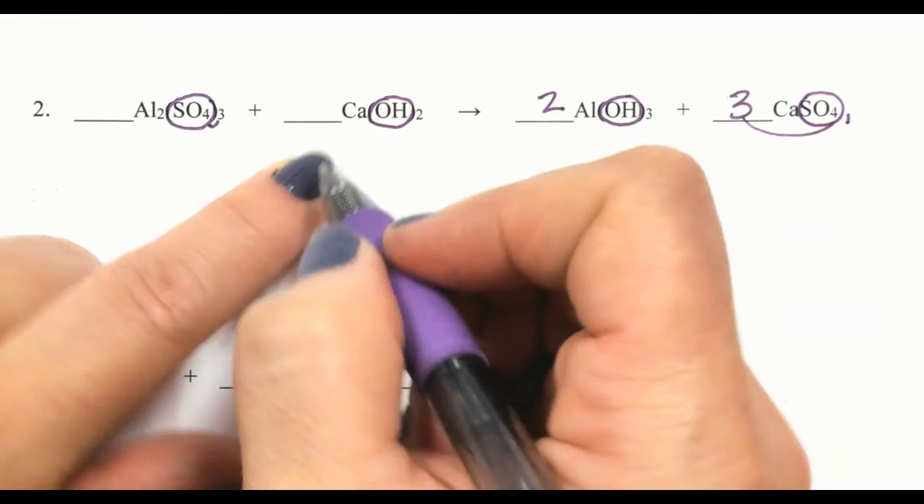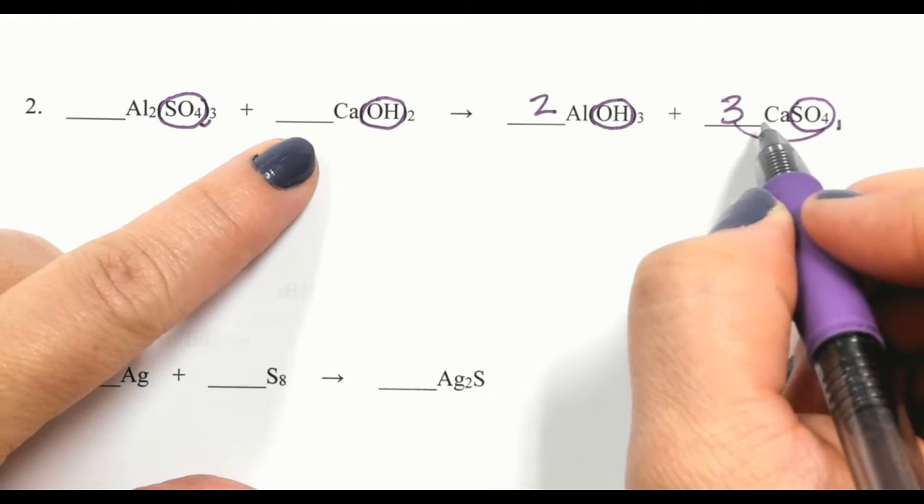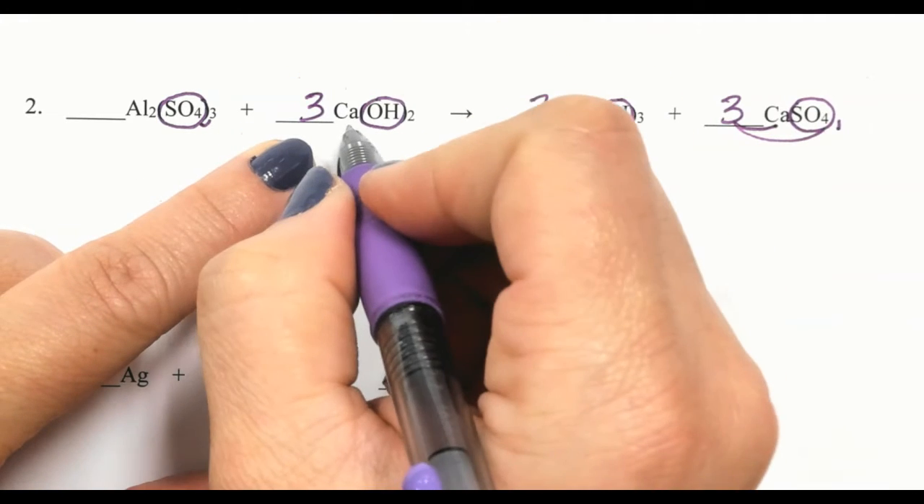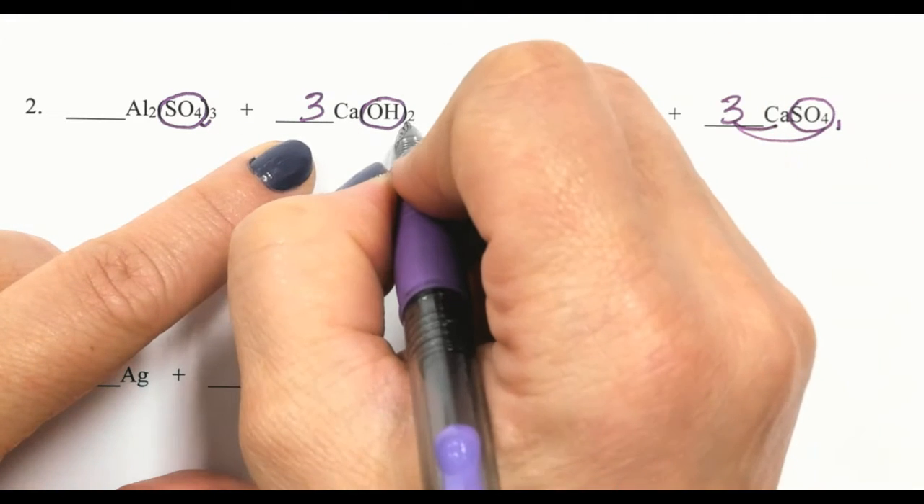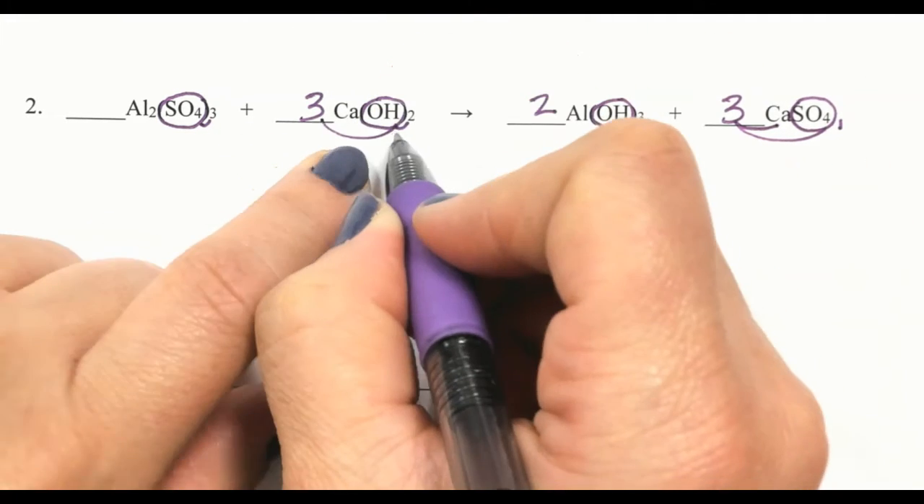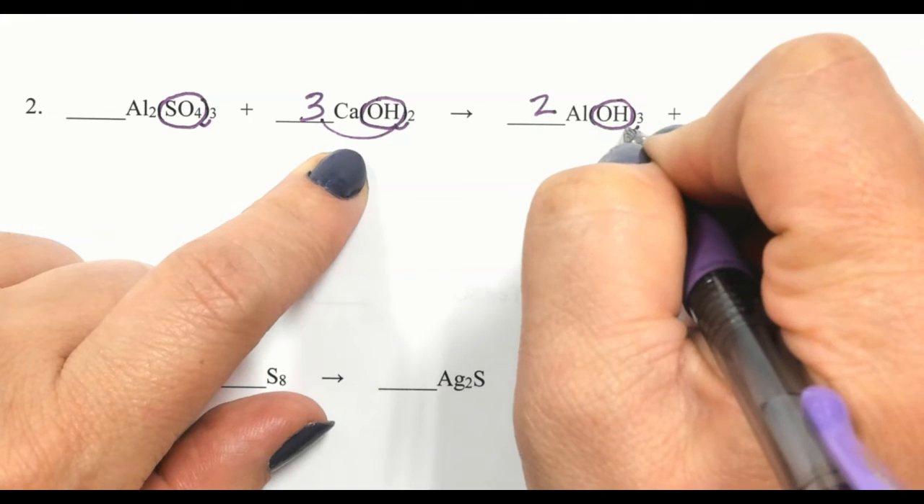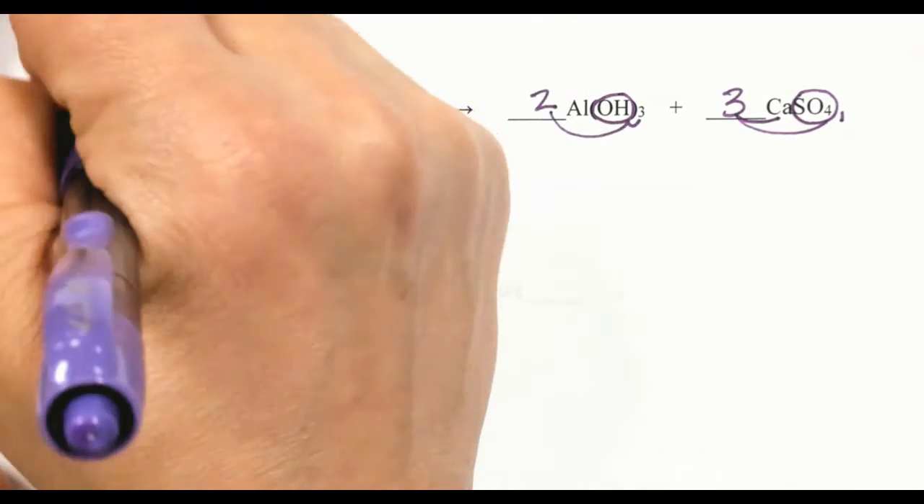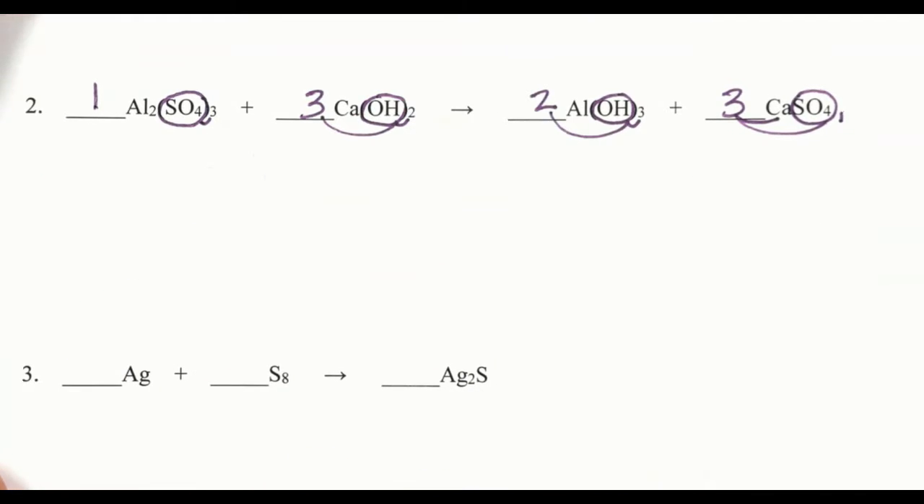Aluminum, check. Sulfate, check. 1 calcium, 3 calciums. So I need 3 calciums on the left-hand side. And finally, 2 times 3 is 6 hydroxide. And look, 3 times 2, 6 hydroxide. So this is balanced with a 1, 3, 2, 3 ratio.